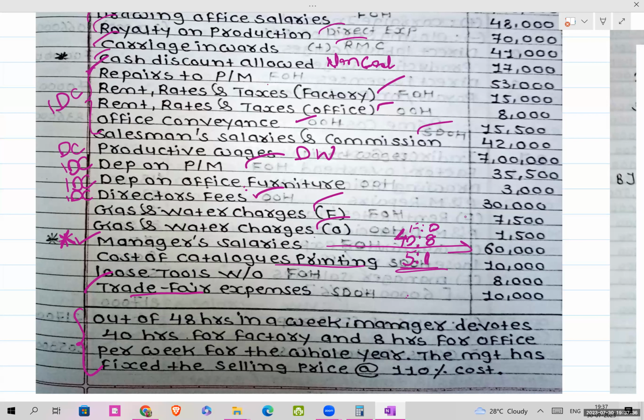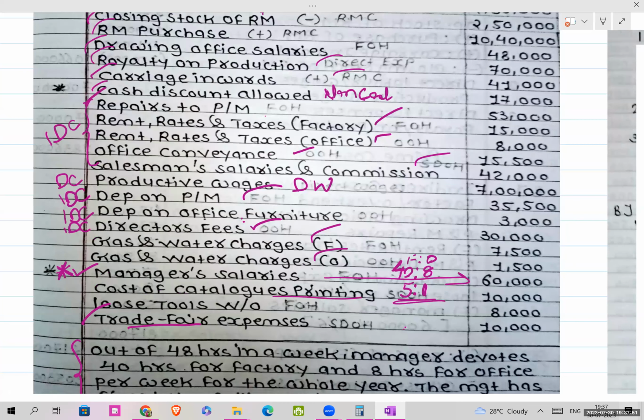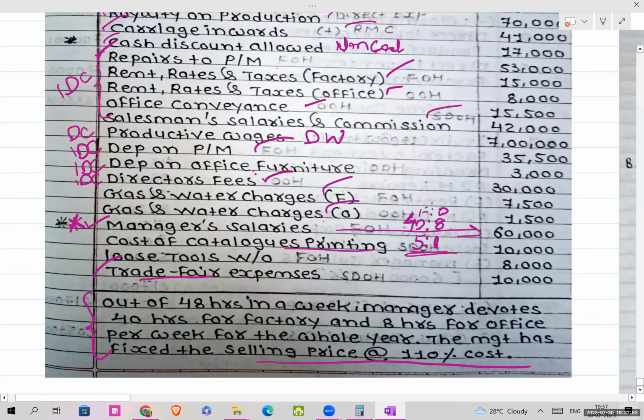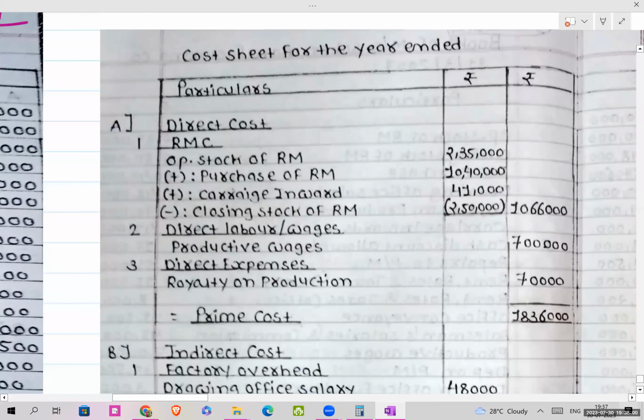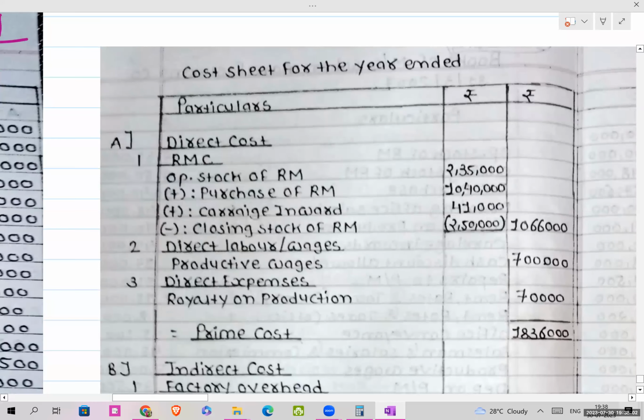Next, they have said the management has fixed the selling price at 110% of cost. Now, this information is given so that we can calculate our profit as well as selling price. Okay. Now, let's see how to go about it. So let me come to the next aspect. Yeah. So this is what cost sheet we are going to prepare. Okay. Please make a note of it.